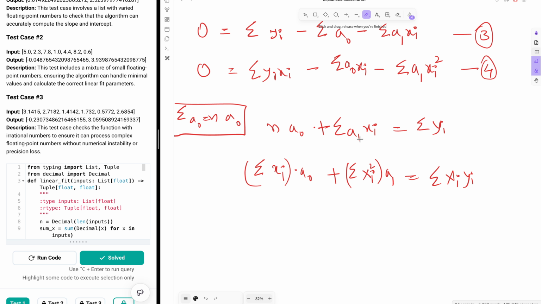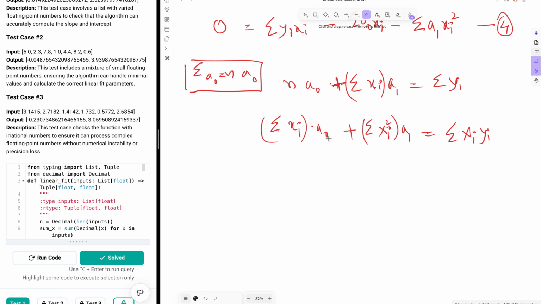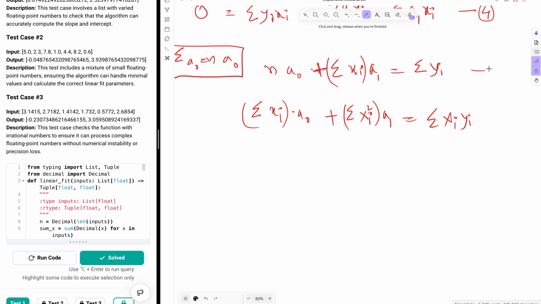So what I'll do is we can take out a naught. Since a naught is a variable, we can take out a1 directly from the product with xi, so it has no effect on the addition that we are going to do. So this would be equations number 5 and 6.